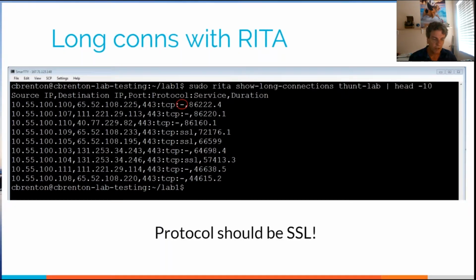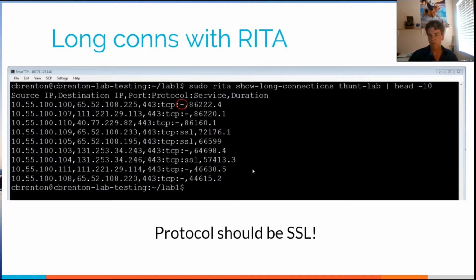RITA will also do a long connection analysis as well. So RITA will go through and identify, hey, here I told RITA, show long connections in this data set that I created. Show me the first 10 line entries. Cool. So here's our source IP, destination IP. Here's the port it was talking to. Here's the transport that was used, the application layer. I'll come back to that in a second, and then the amount of time.